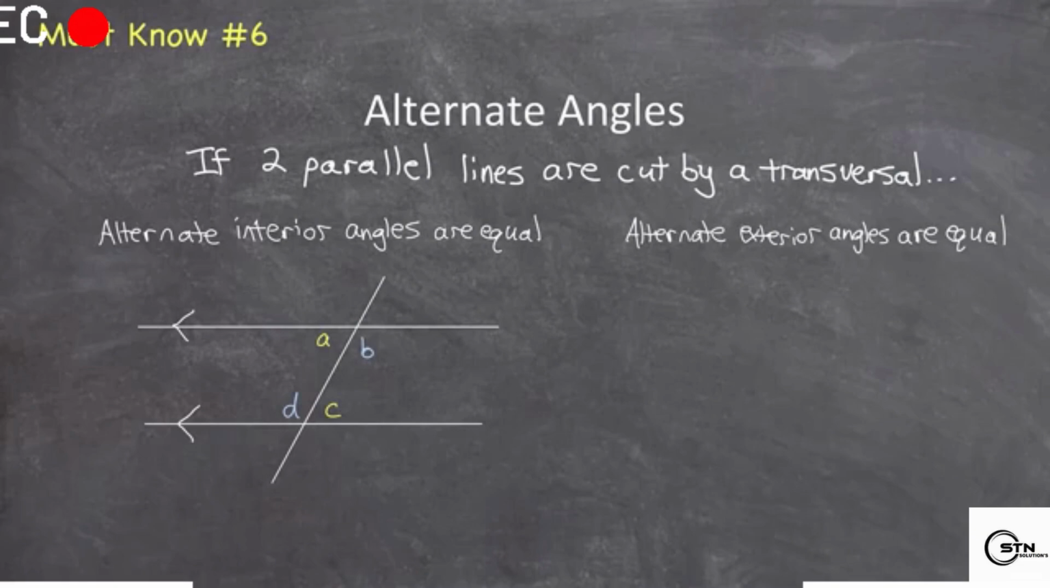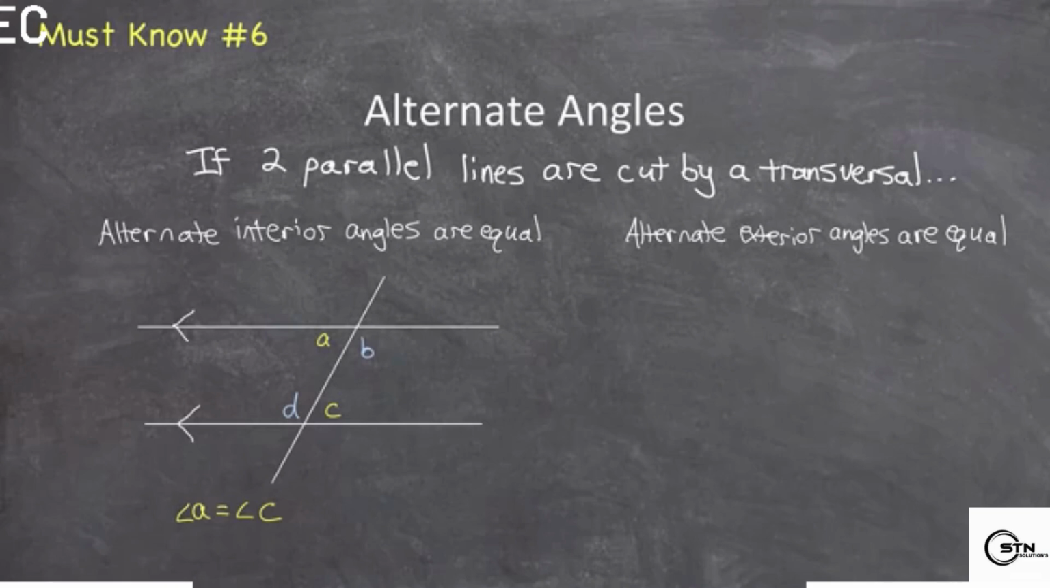What this theorem tells me is that the alternate interior angles are equal. At this point of intersection, if I choose this interior angle A, to find an angle equivalent to it, I go to the other point of intersection and find the angle on the opposite side of the transversal. So here, angle C. So angle A and C are equivalent to each other.